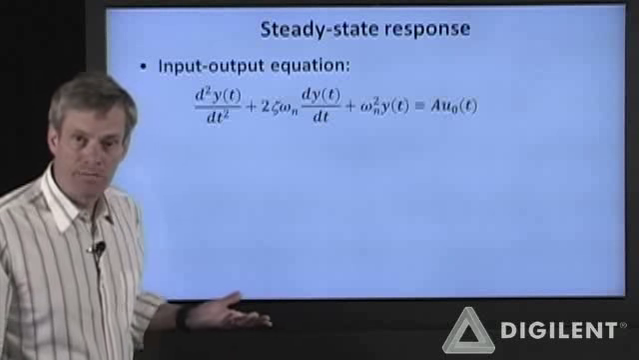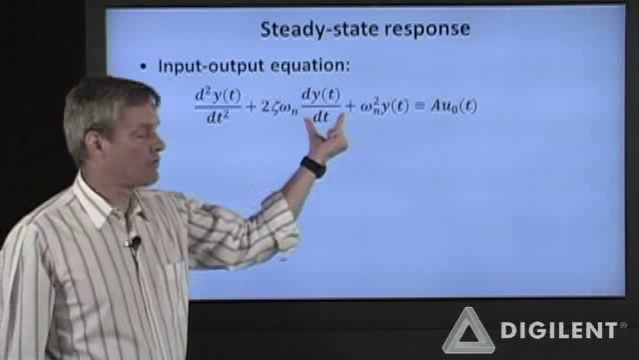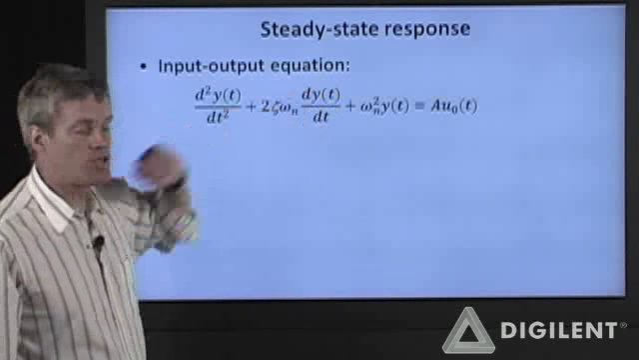Now, as t goes to infinity, if y of t is a number, then dy dt, the derivative of a constant with respect to time, is 0. d squared y dt squared is just the derivative of this. The derivative of 0 is just 0. This term goes away, and this term goes away.